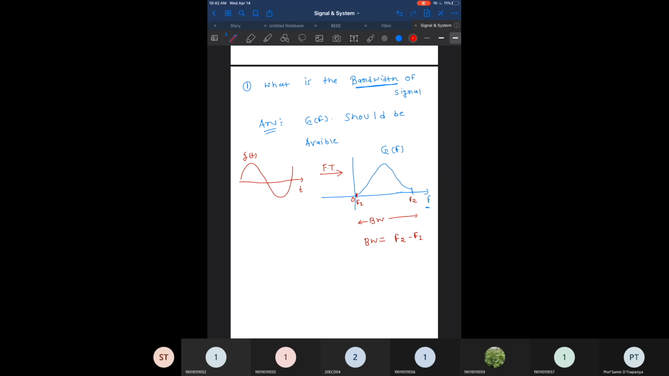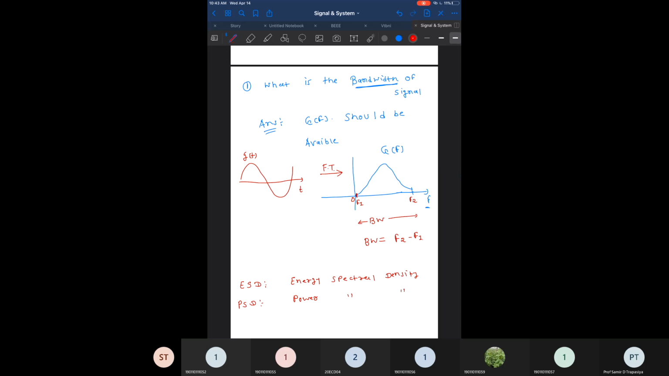Another very important concept is energy spectral density. How much energy per frequency component, that is known as the energy spectral density, and that can be visualized if we have a signal in the frequency domain. Then there is one more parameter known as power spectral density. This power spectral density is also a very important parameter. It defines the graph of power versus frequency.